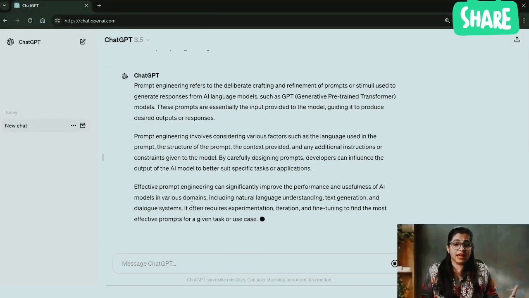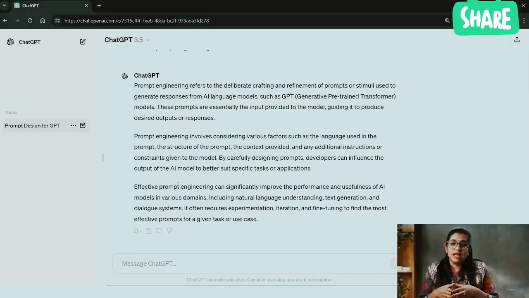It starts generating and it tells you what prompt engineering refers to, the crafting and refinement of prompts, and generating responses from AI language models such as GPT. Then it says that prompt engineering involves considering various factors such as the language used in the prompt, the structure of the prompt, and context. Effective prompt engineering can significantly improve the performance and usefulness of AI models in various domains, including natural language understanding, text generation, dialogue systems, etc.